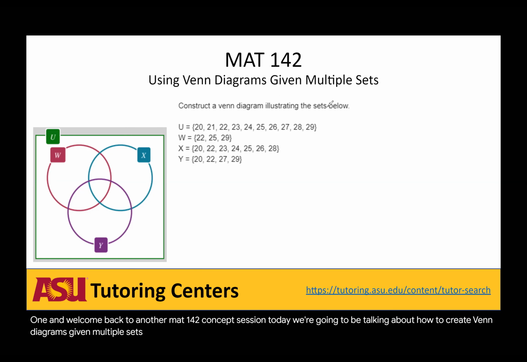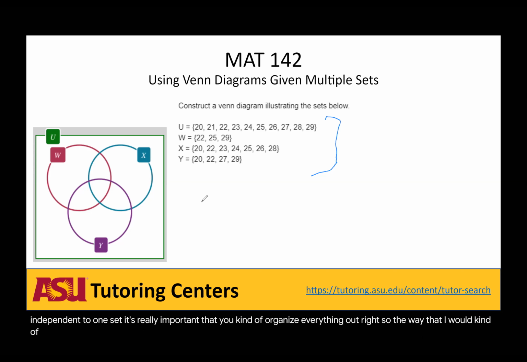Now, when you're given four sets, like we are here, each with overlapping numbers, some might be independent to one set. It's really important that you organize everything. The way that I would organize this is first, write out all of the values that you have in each of your sets. Looking at this, we have basically the numbers 20 through 29 on here, so I'm going to go ahead and write that out real quick.